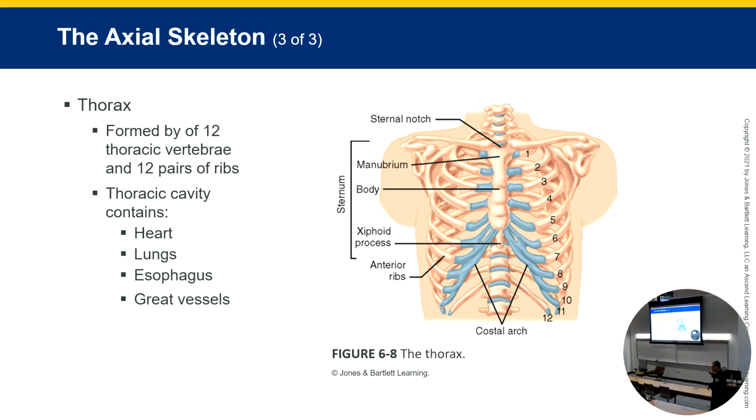Inside of the chest cavity, you have organs. You have very important items that need to be protected. You have your heart, lungs, esophagus, and great vessels like your aorta.